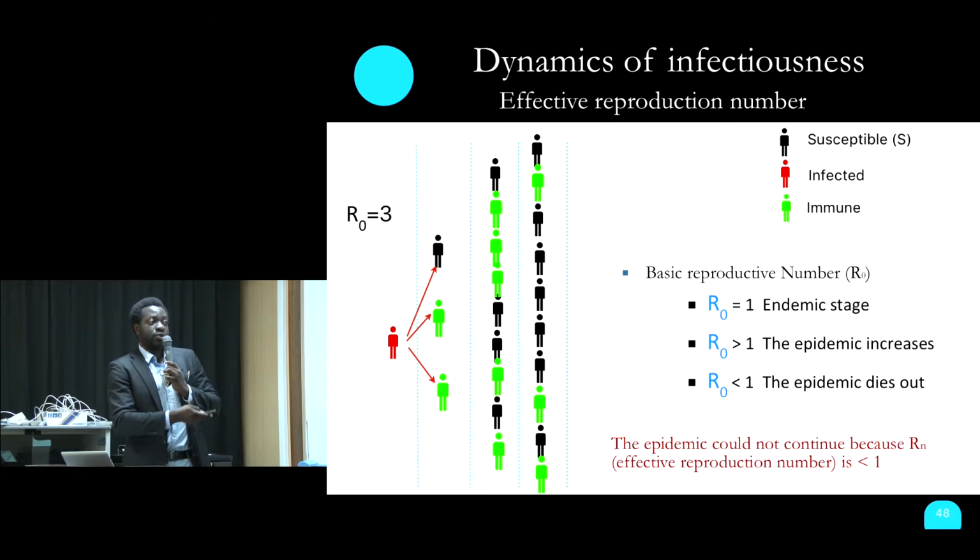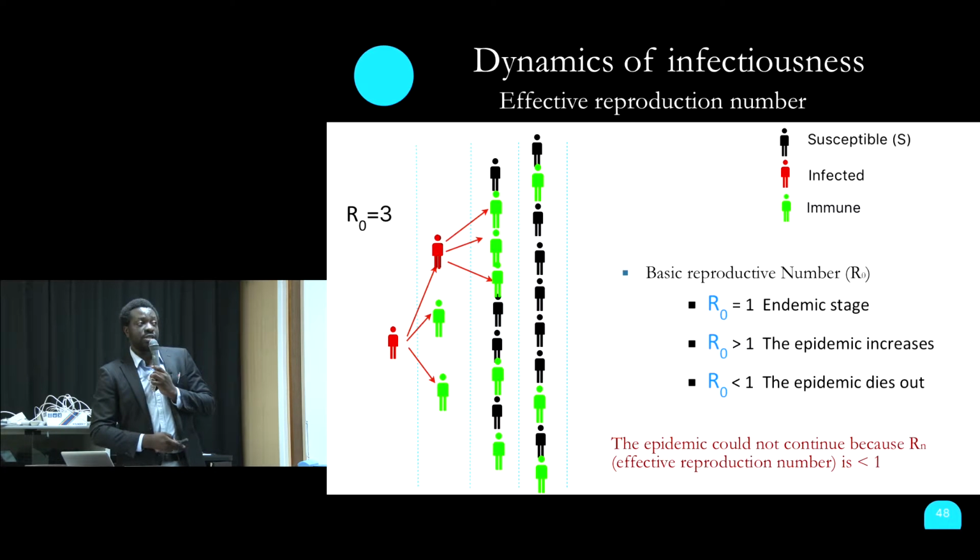So here, it could transmit to 3, but the 2 here are resistant because they have immunity. They cannot become sick. Only 1 here is susceptible. In that case, it's only that 1 who will become infected. And in the next transmission round, this one can transmit to 3 because the R naught is 3, but he had contact only with those who were immune, meaning that the epidemic stops here.